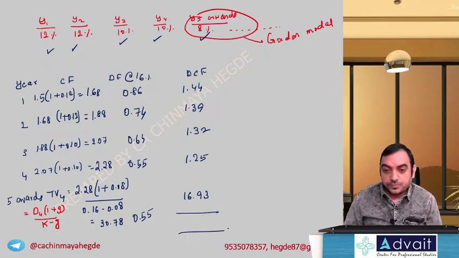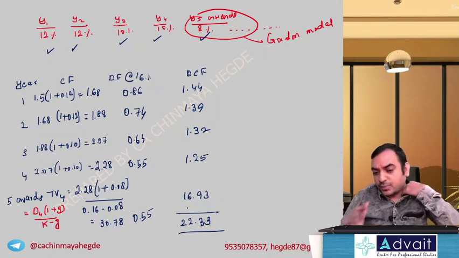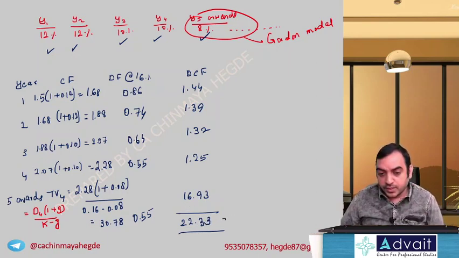Total: $22.33. With a few less decimals, approximately 22 rupees. That's fine. That is the value per share, the present value. Some people call it the intrinsic value.